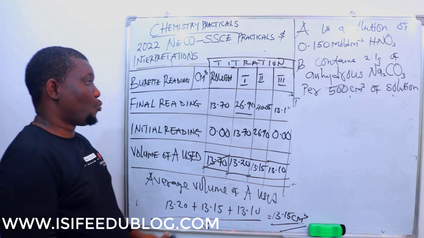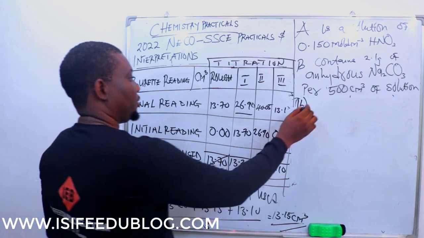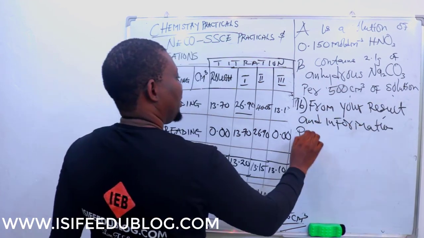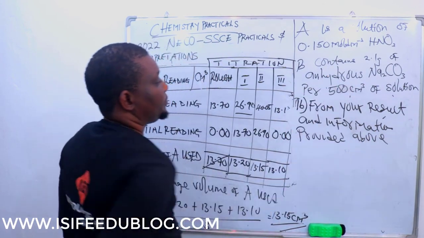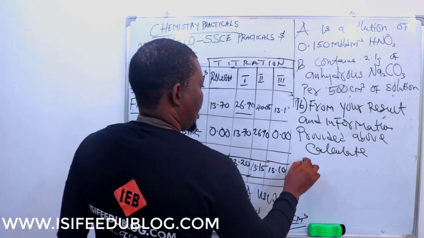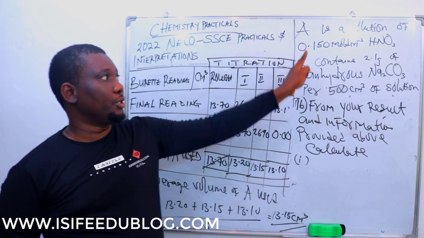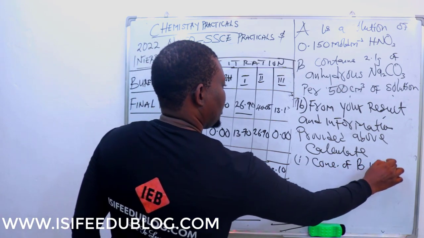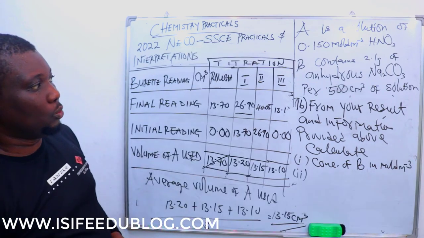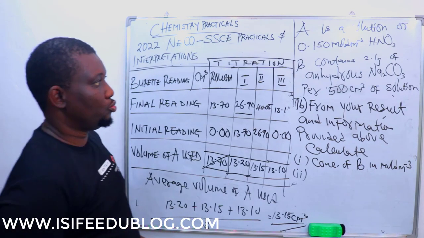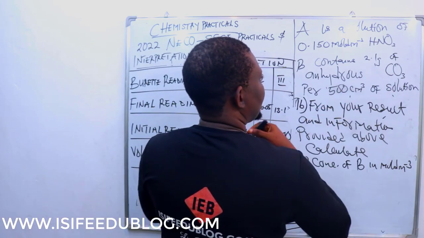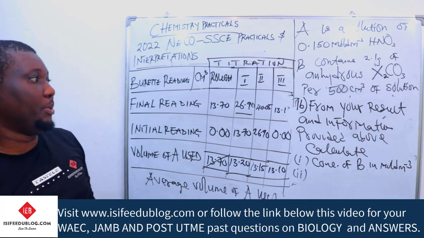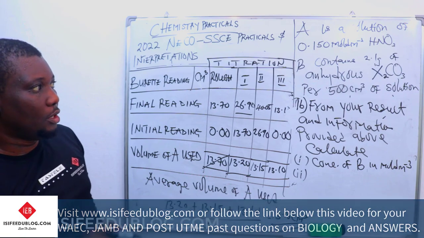Okay, 1B. You see questions right from the information from your results and information provided above. Calculate I. Since the molar concentration of the acid HNO3 is already known, do you see calculate the concentration of B in mole per dm cube? Specifically, I would like in this video to mention this as X2 for a purpose. Their mind may be going towards that, I mean the examiner. So we try to prevent that this time.